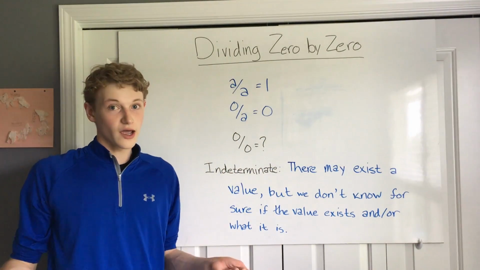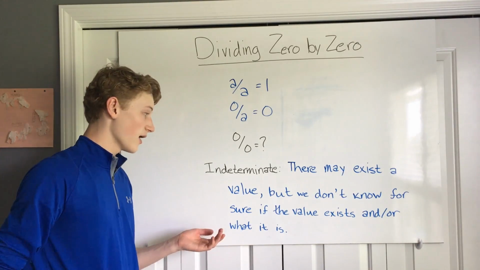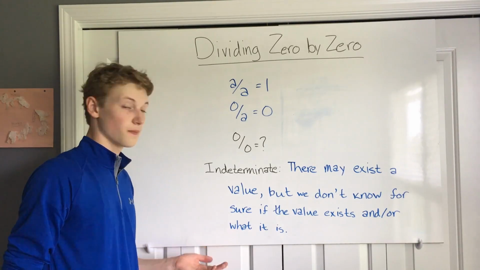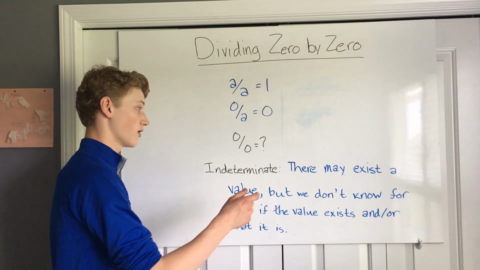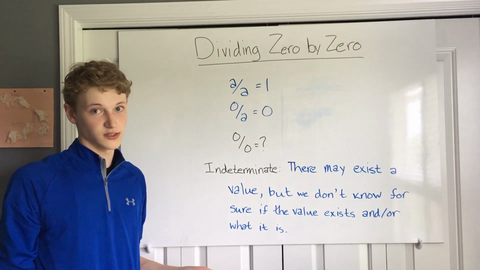So indeterminate, a value could exist. We don't know if it does. And if it does, we don't know what the value is. But it all depends on the fact that it could exist and we don't know if it does exist.